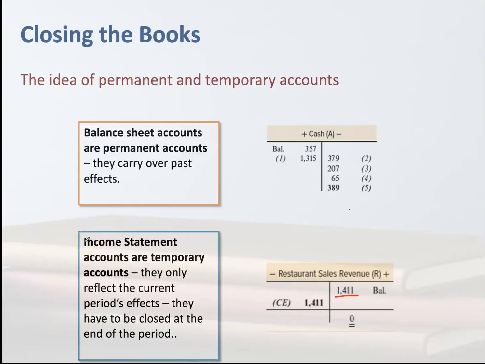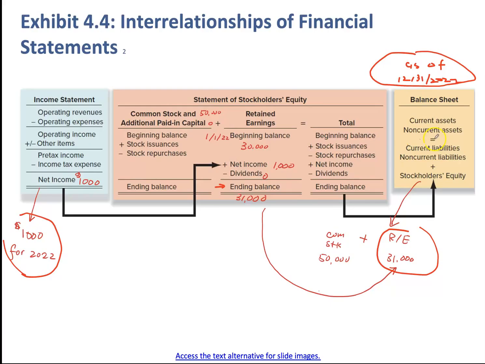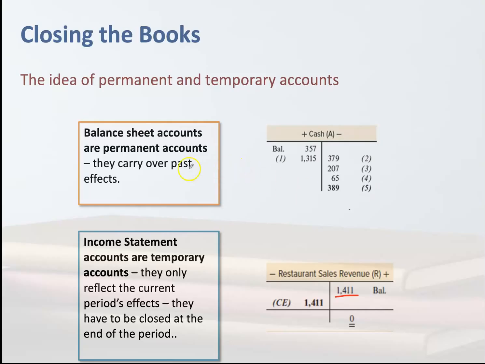Before we talk about closing, I want you to first understand two concepts related to closing. Balance sheet accounts are permanent accounts. As we talked about, on the balance sheet all the financial effects are cumulated, so these accounts carry over all the past effects. For example, a cash account is an asset account. In an asset account, cash continues from the previous period, adding or subtracting the current period's transactions.